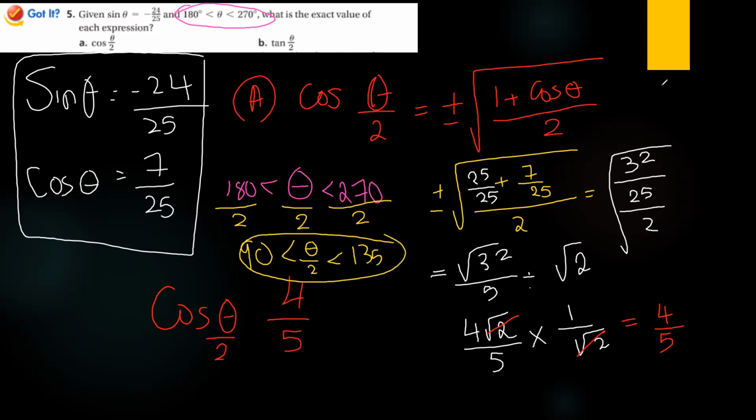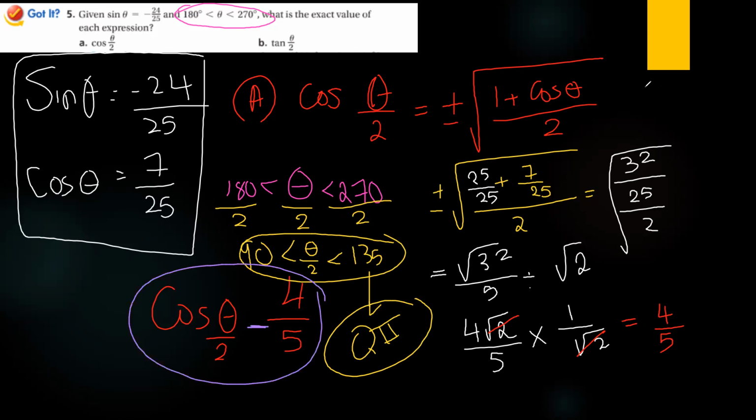Now, as we said before, I am in quadrant 2. So is the cosine positive or negative? The cosine in quadrant 2 is negative. Will the answer be in quadrant 2 or in quadrant 3? Between 90 and 135. Okay, I was looking at 180 and 270. We divided by 2. So now I am in quadrant 2, and in quadrant 2, as we know, the cosine is negative. So the answer will be negative 4 over 5.